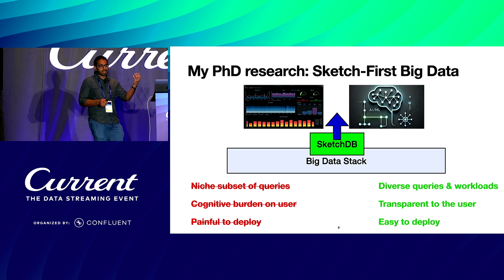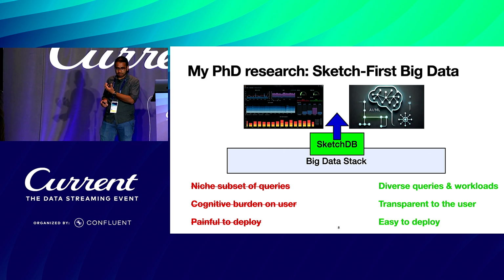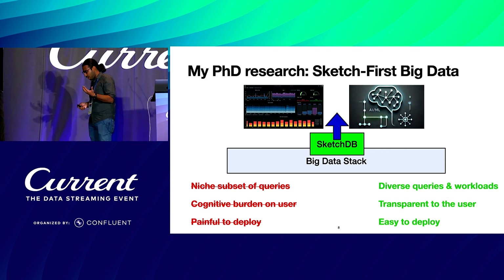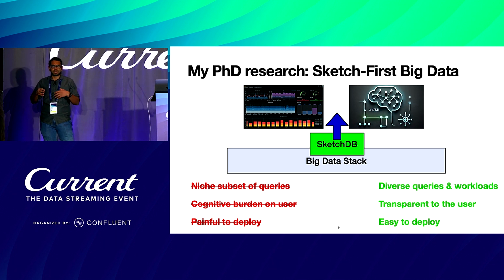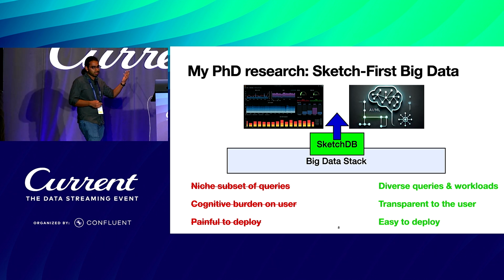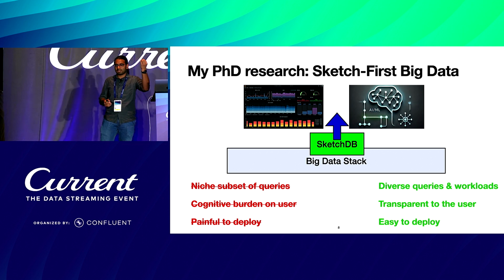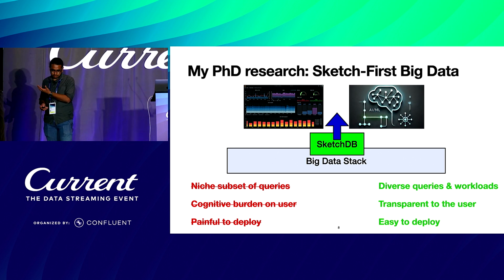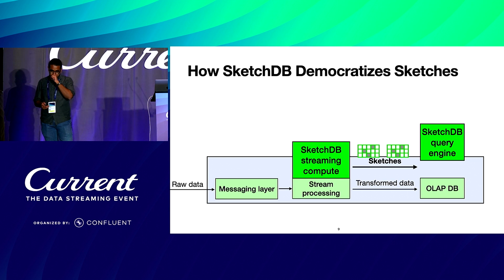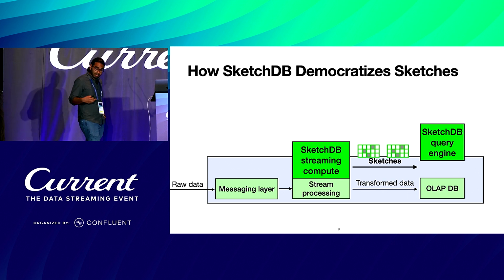So the user sends their SQL query as it is, and internally we are able to map that query to different kinds of sketches or compositions of sketches, and answer that without asking the user to actually decide, hey, this is the exact sketch that I want to use on this column with these parameters. And in the process, we've also made it extremely easy to deploy and work with existing systems. So this is a quick preview into how SketchDB democratizes sketches, right?